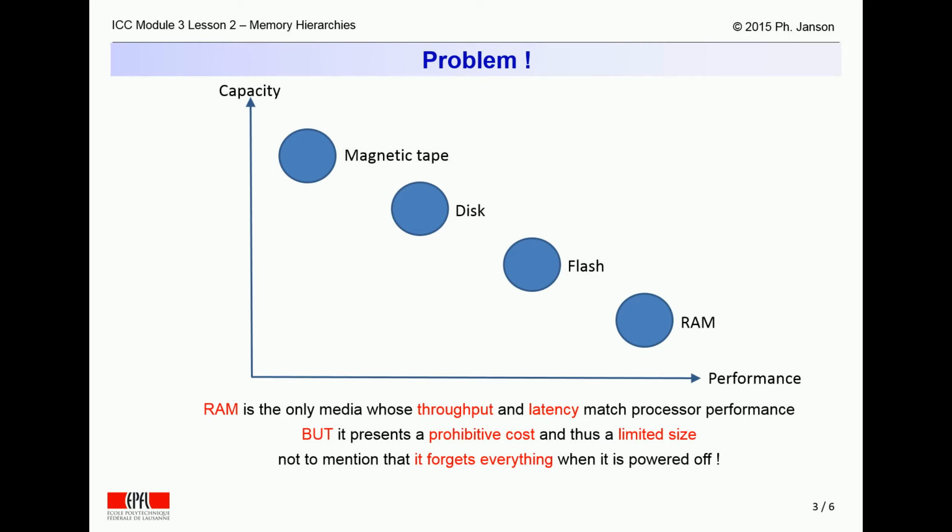As shown on this graphic, plotting storage device capacity against performance, the larger capacity a device offers, the slower it tends to be in terms of latency. As also underlined on the slide, RAM technology is the only one that is capable of approaching the performance requirements of modern processors. Yet RAM technology comes at a prohibitive cost, and thus the amount of it one can typically afford is limited. Furthermore, RAM technology is volatile, so that all information it contains is erased when the computer is powered off.